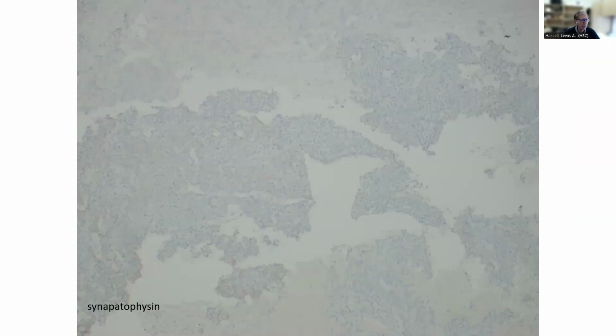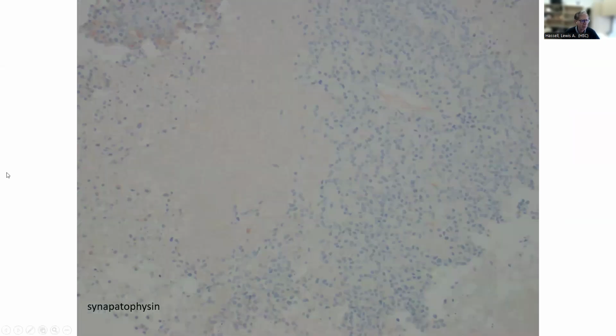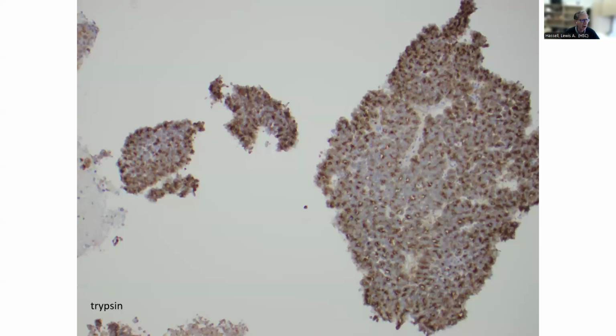So here's the synaptophysin, which, as you can see at low magnification, is pretty well dead negative. There's a little bit of non-specific staining in the more serum plasmoid or serum plasma areas, as you see up here. But by and large, these cells are really not capturing that marker at all.